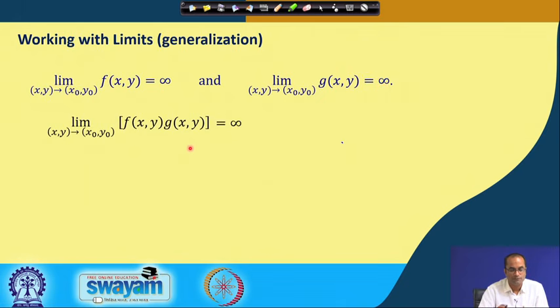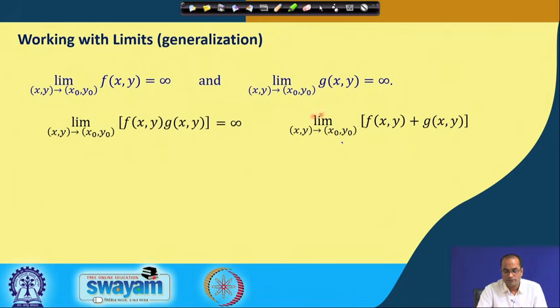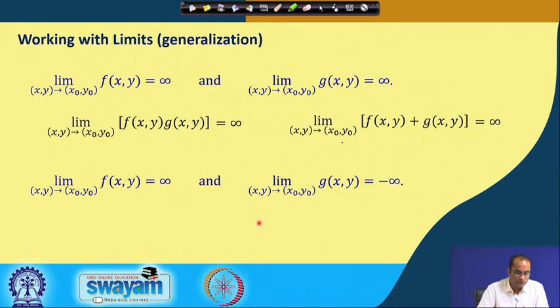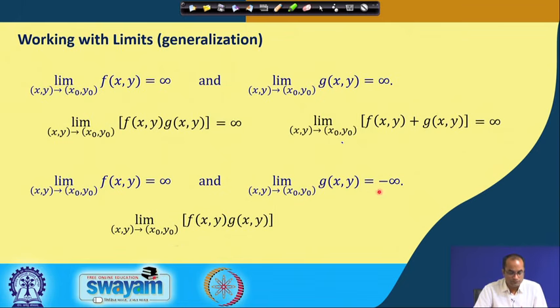So, this limit will also be plus infinity. We can also add the two functions and take the limit as (x, y) goes to (x0, y0), and this will be infinity plus infinity, which we know is infinity again. So, here we have the limit of f plus infinity, and g is approaching minus infinity as (x, y) goes to (x0, y0).